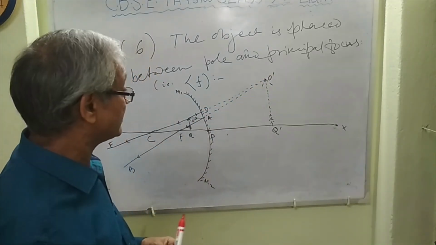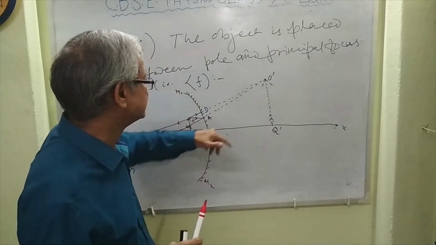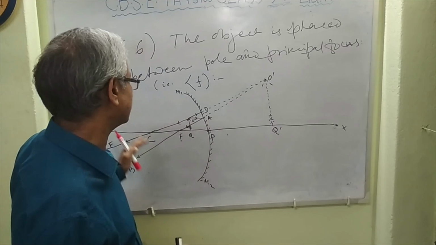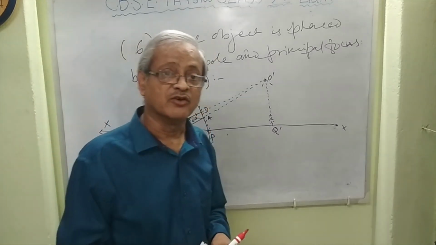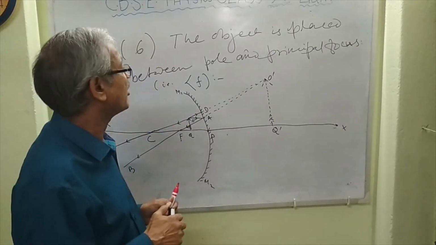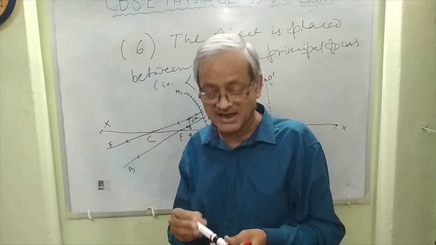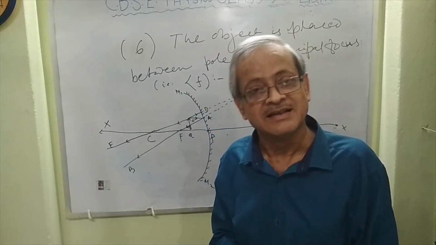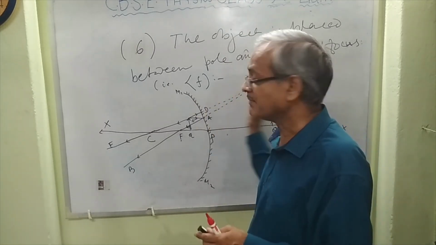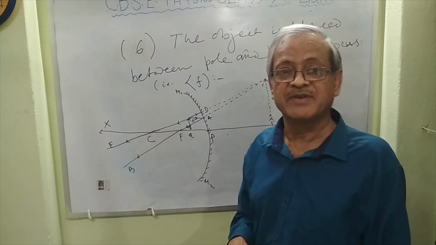Hence, in what position is the image formed? The image is formed behind the mirror. The image is virtual, and the image is magnified. That is, the size of the image is greater than that of the object. Write in your notebooks: when the object is placed between the pole and focus, the image formed by a concave mirror will not be real, it will be virtual. Remember this. Virtual, magnified and obtained behind the mirror. Now we will learn the refraction of light in the next class.